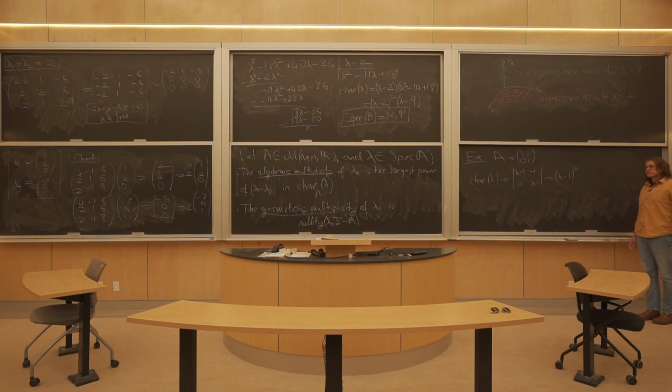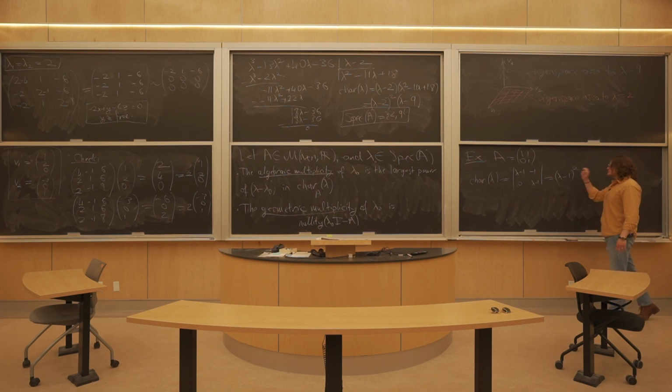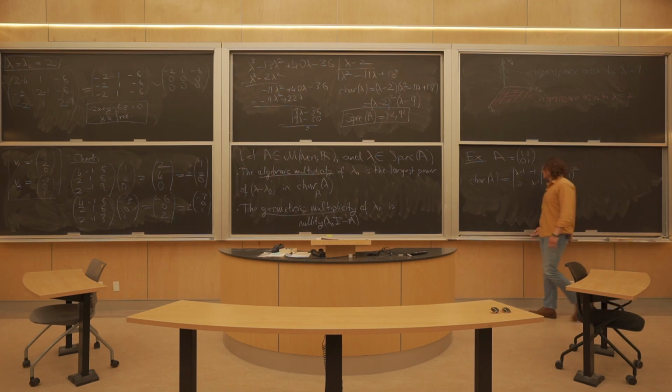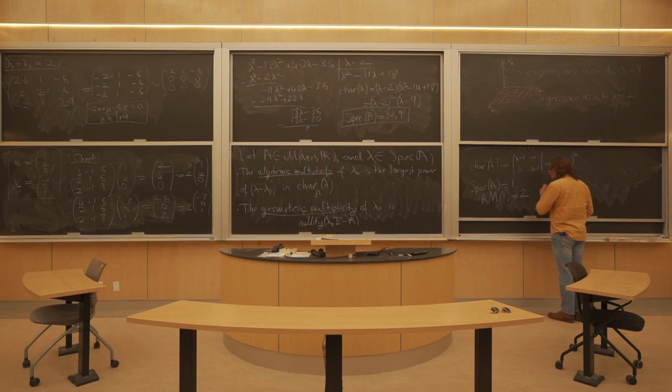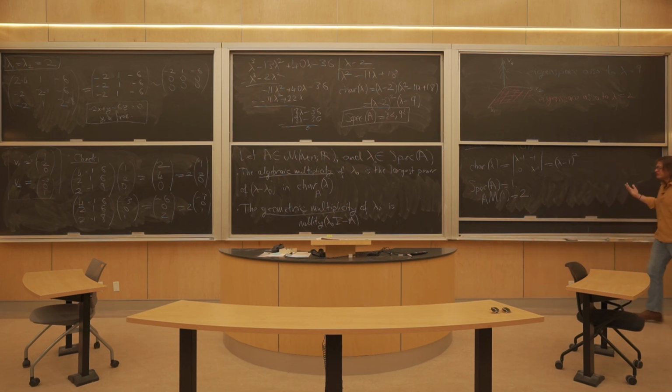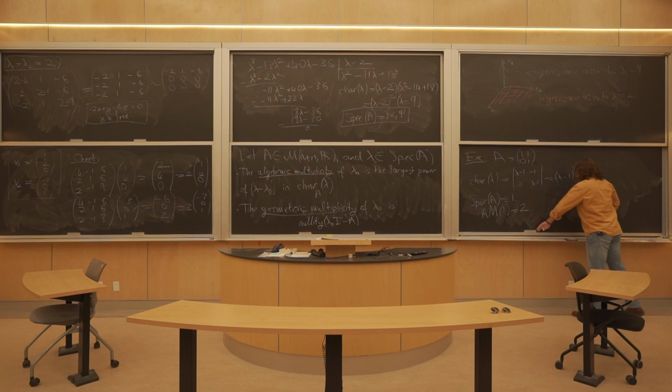That's it. So it has one eigenvalue, which is 1. Its algebraic multiplicity is 2. You see? So spec of A is 1. Let's say the algebraic multiplicity of the eigenvalue 1 is 2, because it's the power. And I don't see any other eigenvalues. Let's try to find the geometric multiplicity.